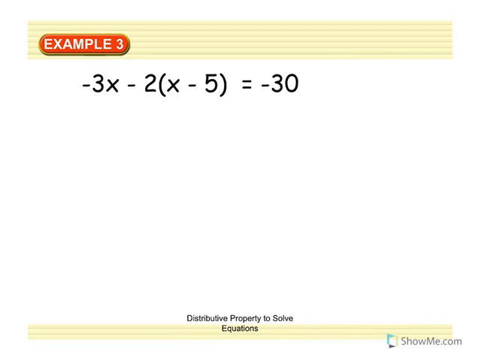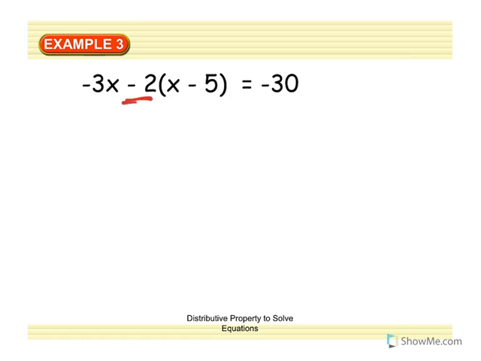All right, so here's an example where we're definitely not going to want to divide by what's outside. Could I divide everything by -2? Well, you could, but you'd have to divide the -2 times x minus 5 by -2 and the -30 and the -3x, and that's the one everybody forgets about. So that's why we're going to make sure we distribute.